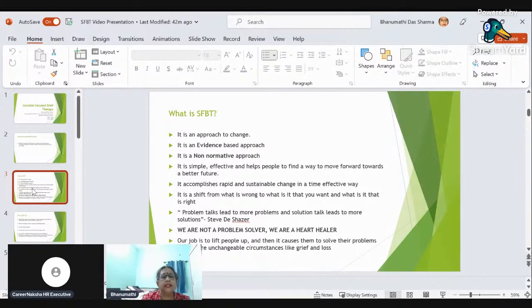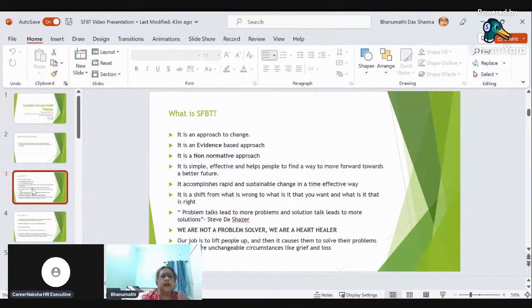But here it is nothing like that. It is non-normative. As a therapist, we are least interested in knowing what the problem is. We are not interested in knowing the root cause of the problem. We do not jump into giving a solution. What should be the solution? Oh, this person is having OCD, so what should he do? No, this is a non-normative approach. It is a totally outcome driven approach, not a problem focused approach.